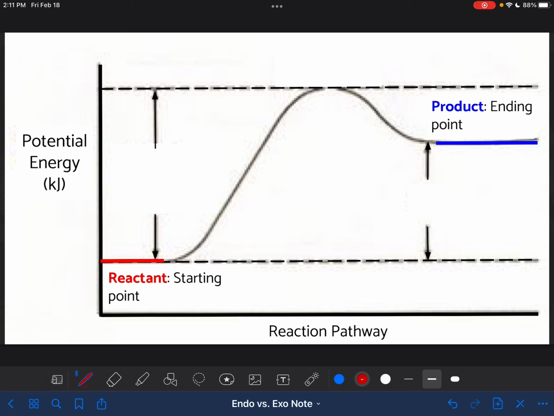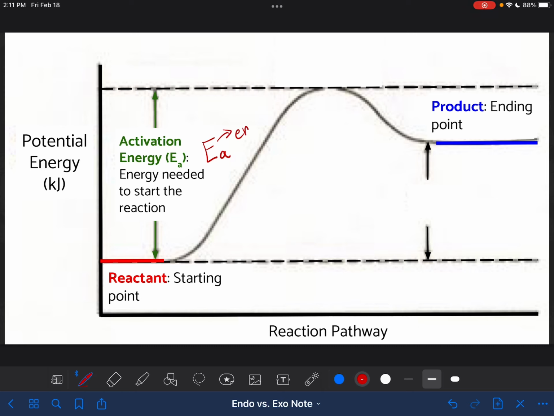Now, in order for us to go from the reactant, or starting point, to the product, we need some energy, and that energy is called the activation energy. It's the energy needed to start the reaction. Sometimes we have the symbol EA, where E stands for energy and A stands for activation. That's another way to explain what EA stands for.